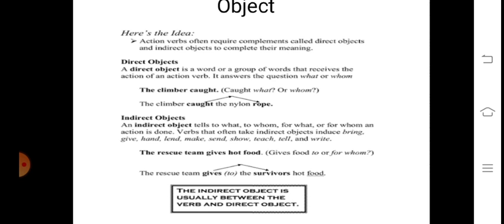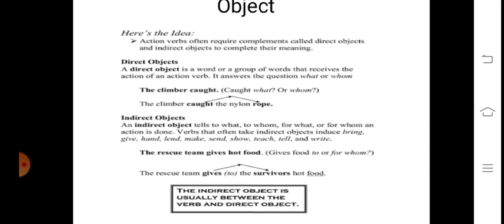Let us move to direct objects. A direct object is a word or a group of words that receives the action of an action verb. It answers the question what or whom. See the example. The climber caught. The climber caught what or whom? The climber caught the nylon rope. Caught what? Rope. So rope is the direct object for the action verb caught.